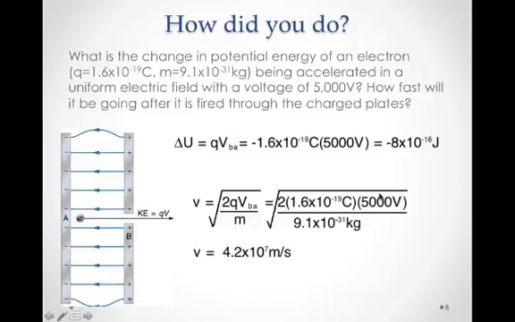Then we need to take the square root, and after doing all that, we find out that this electron is going to be traveling at an incredible speed of 4.2 times 10 to the 7th meters per second. So we can get that electron moving very, very fast. That's 6 zeros after the 2.